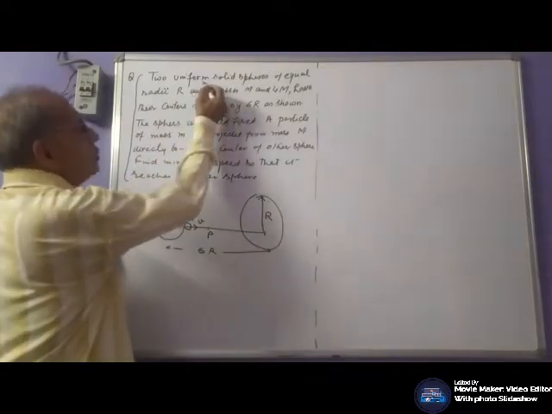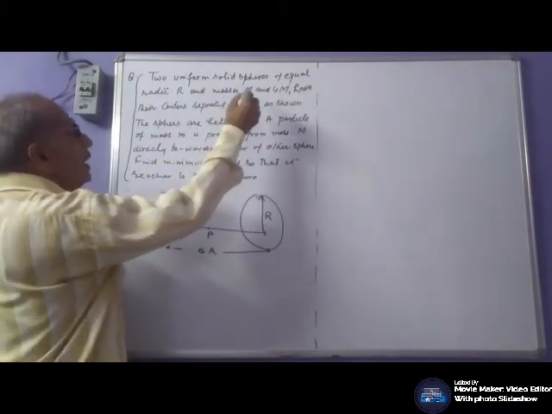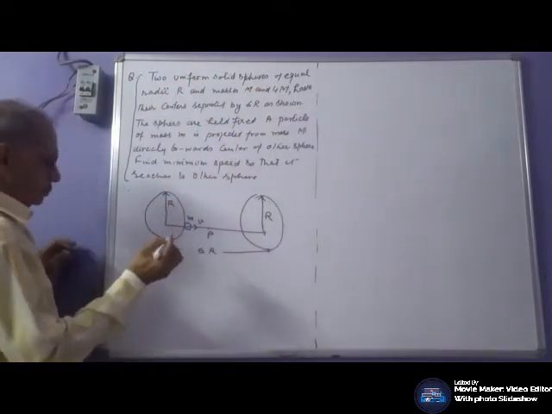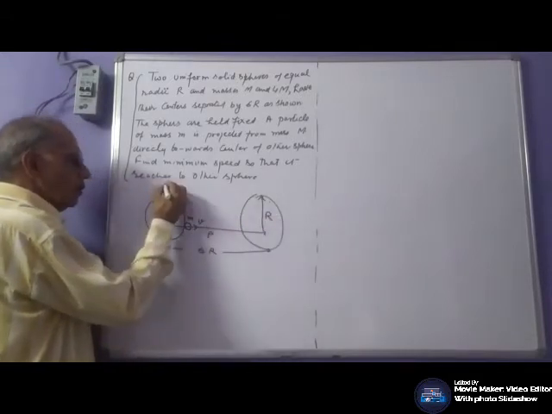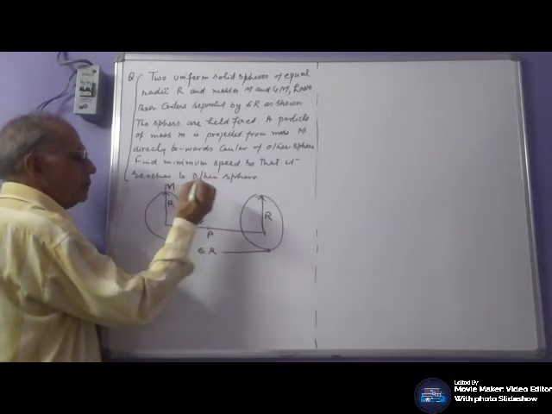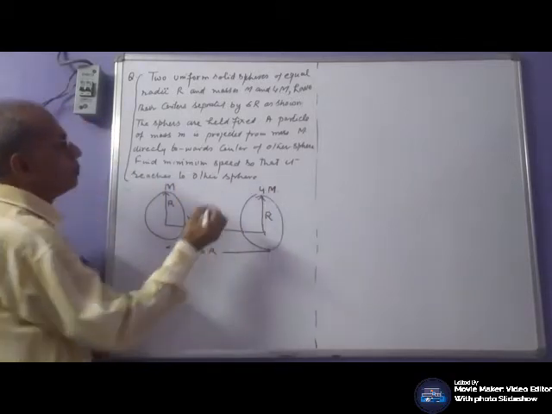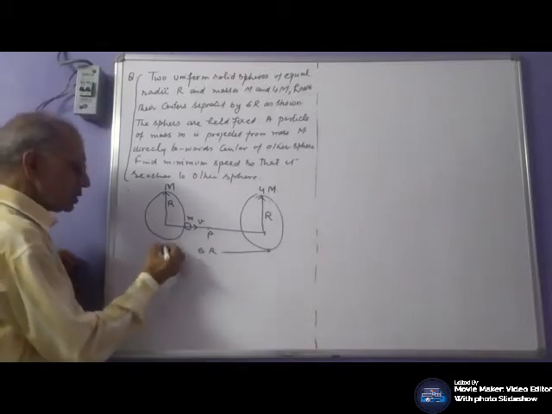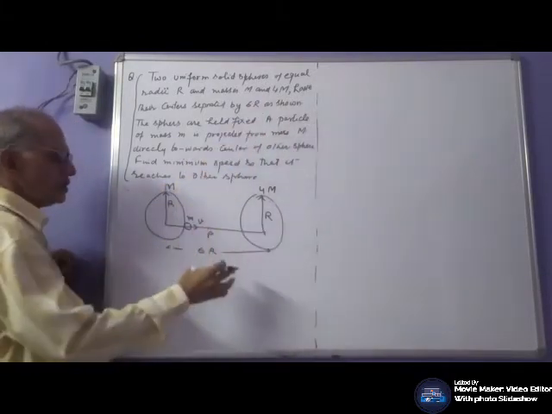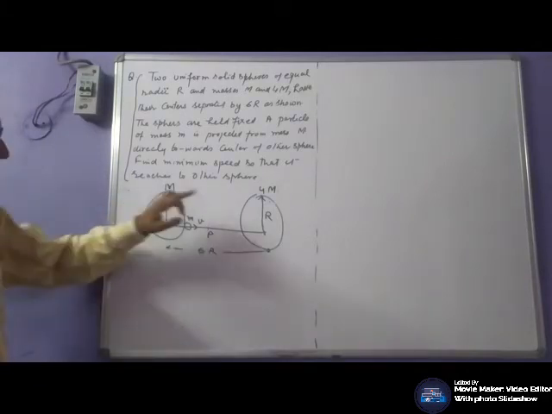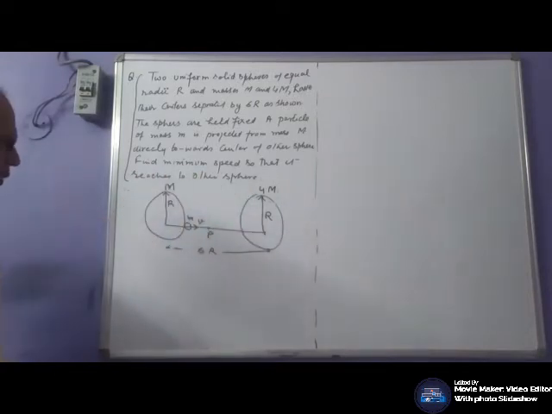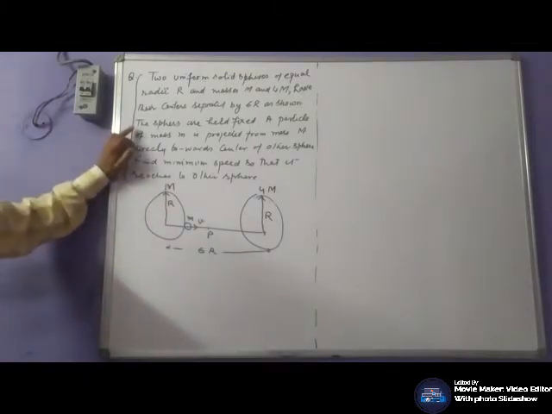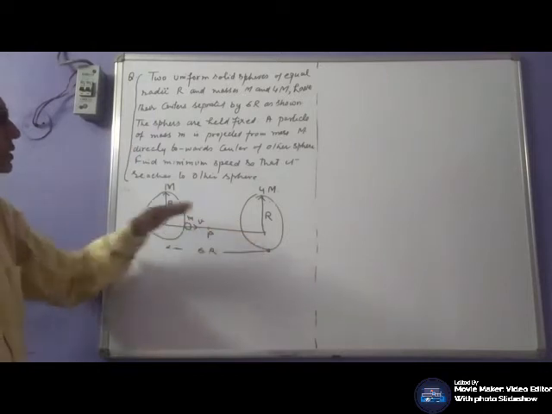Two uniform solid spheres of equal radii r, masses m and 4m, have their centers separated by distance 6r as shown. The spheres are held fixed.